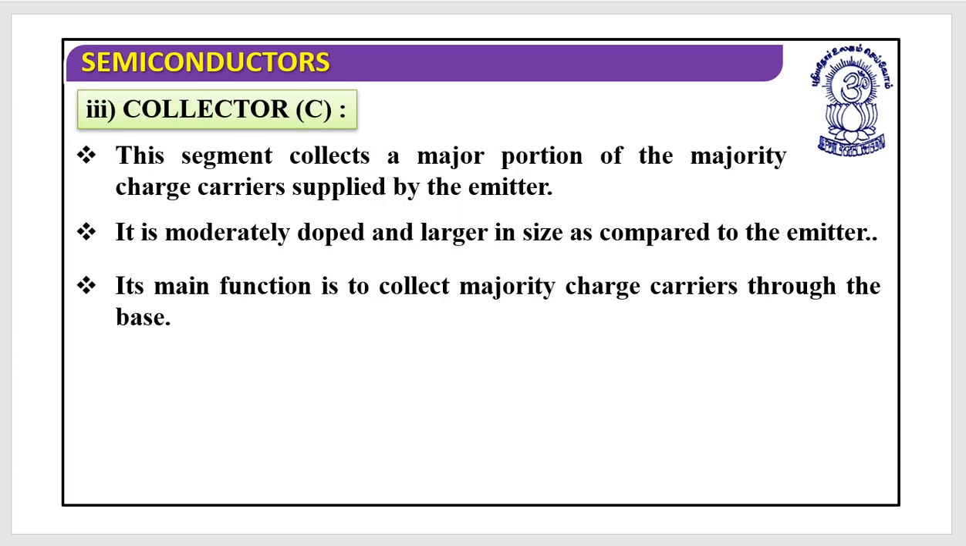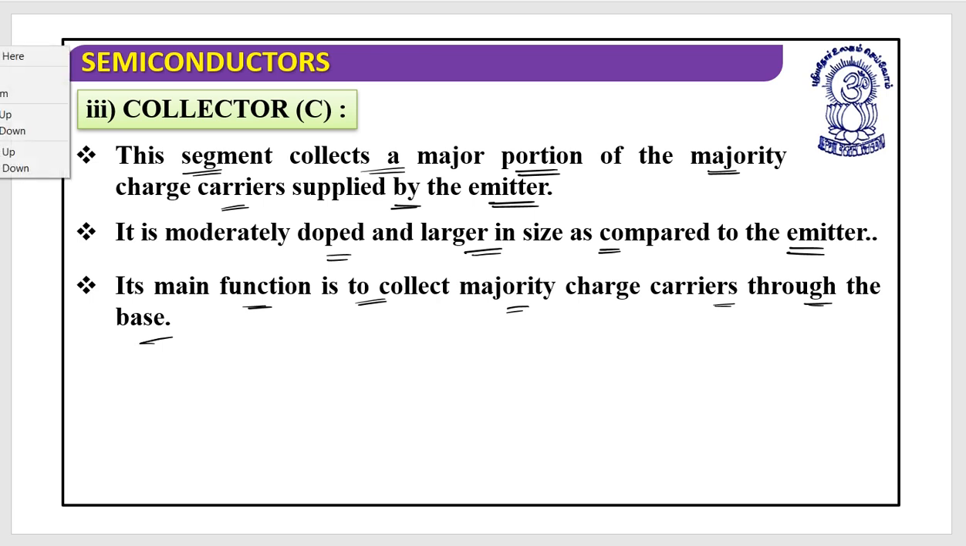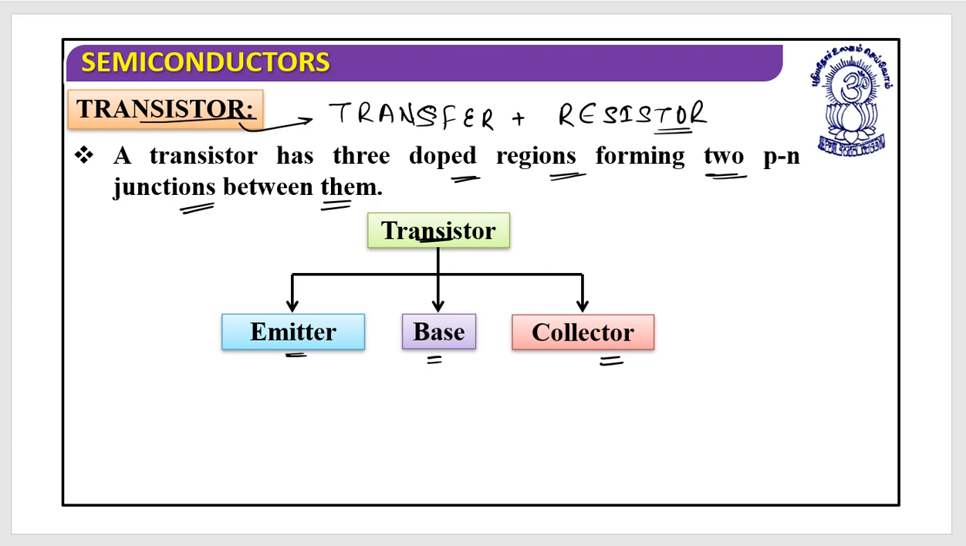Now let's look at what the collector is. This segment collects a majority portion of the majority charge carriers that have been supplied by the emitter, and it is moderately doped and larger in size as compared to the emitter. The main function of the collector is to collect majority charge carriers through the base. So these are the basic details of the three terminals: the base, emitter and collector.